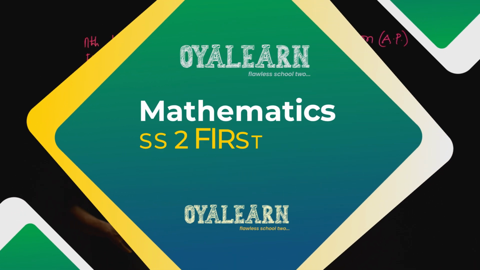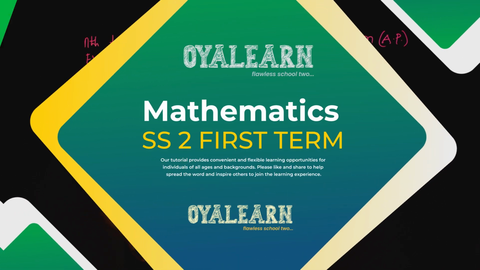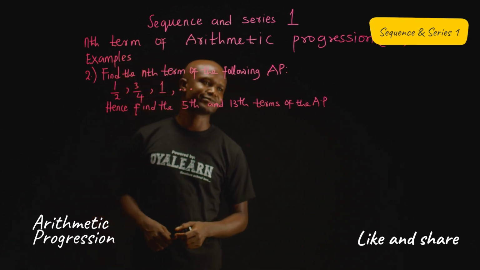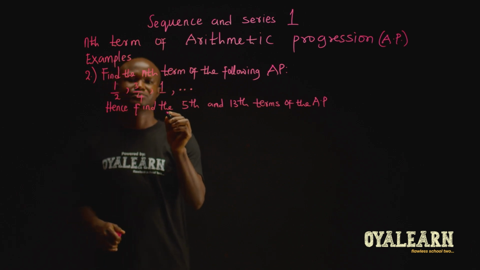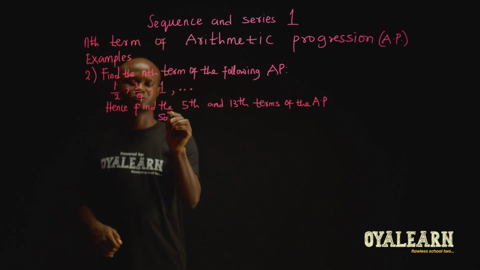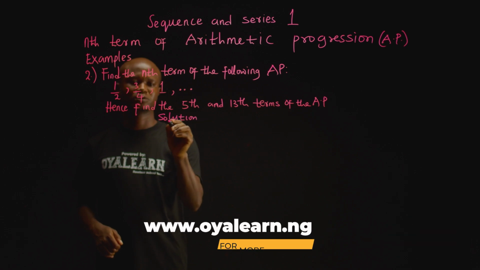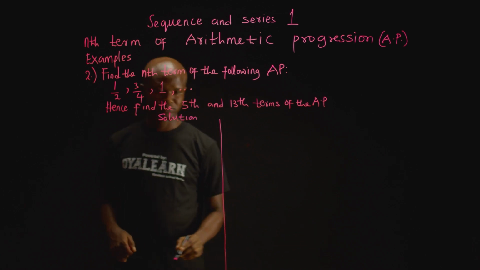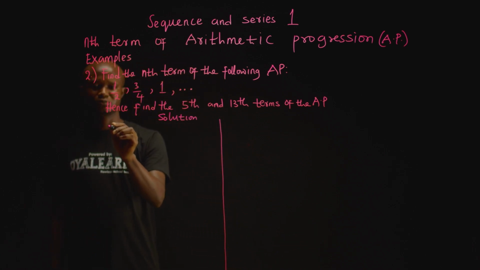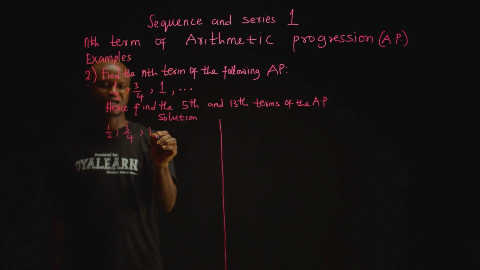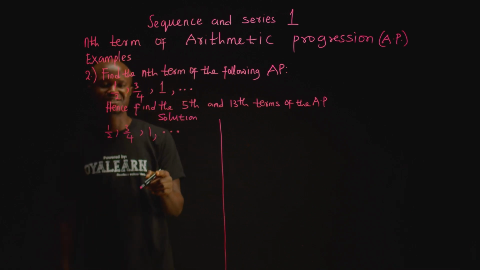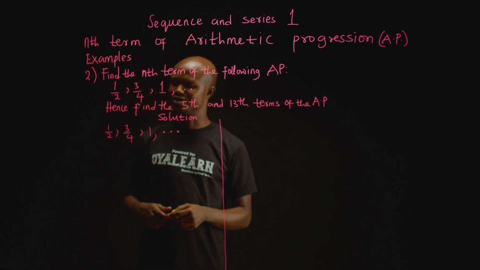Find the nth term of the following AP. Hence, find the 5th and the 13th terms of the AP. Solution. Given the AP, half, 3/4, 1, then we have 3 dots, which shows that this sequence is an infinite sequence.